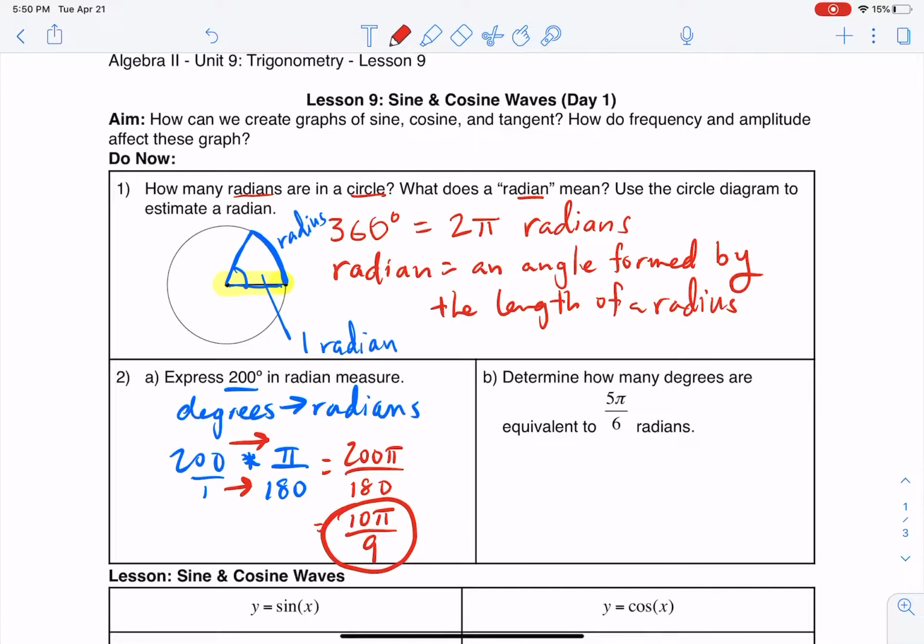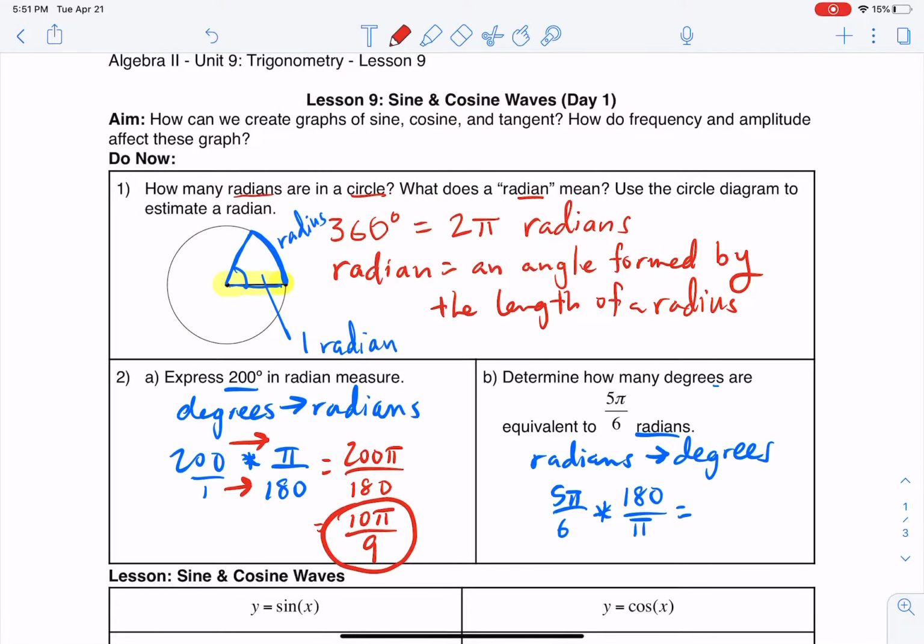All right, for that second question then, we are going from radians to degrees. So to do that, I'm going to start with my 5 pi over 6, and I'm going to multiply that by 180 over pi. I can definitely just multiply straight across.